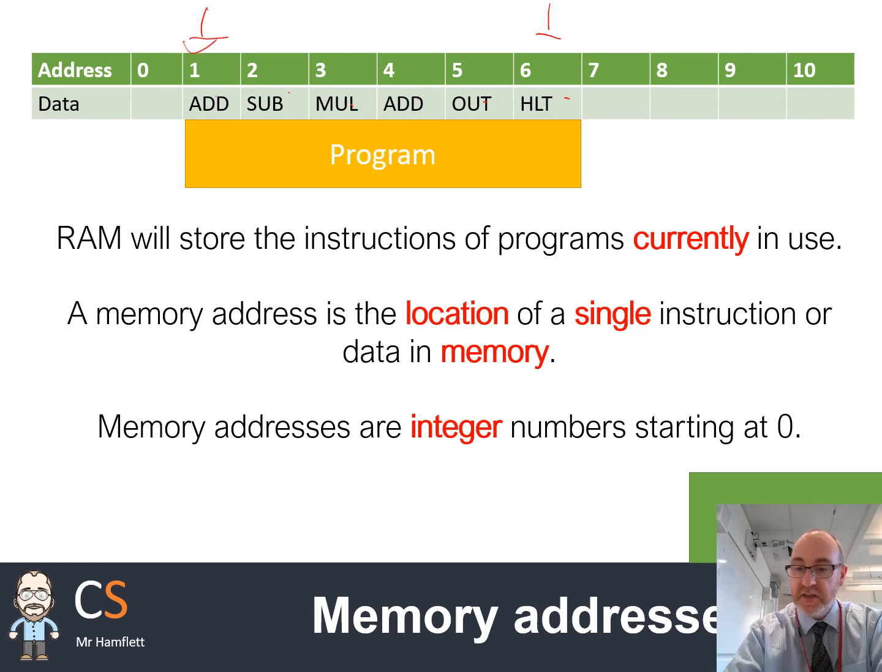Now these addresses are actually not important. What is important is that they have a unique one for each instruction. In order for the fetch, decode, execute cycle to work, we need to use these addresses to say, okay, this is the instruction I want to fetch, or this is the bit of data I want to fetch. So we use addresses as part of the FDE cycle.